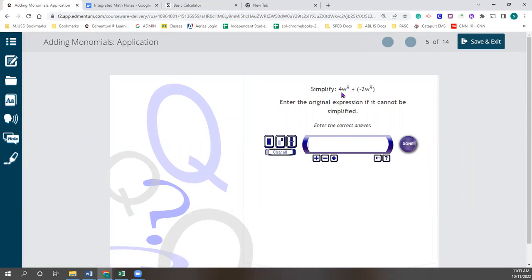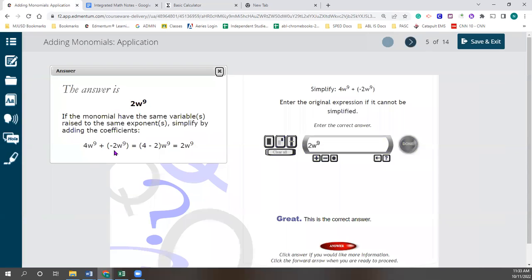All right, so we're going to simplify 4W^9 plus negative 2W^9. Are they like terms? Yes. What is 4 plus negative 2? That's right, it's 2. And then I need to make the W exponent 9, not 99. Let's see, am I correct? Yes. And again, 4W^9 plus negative 2W^9 equals (4 minus 2)W^9, which is equal to 2W^9.